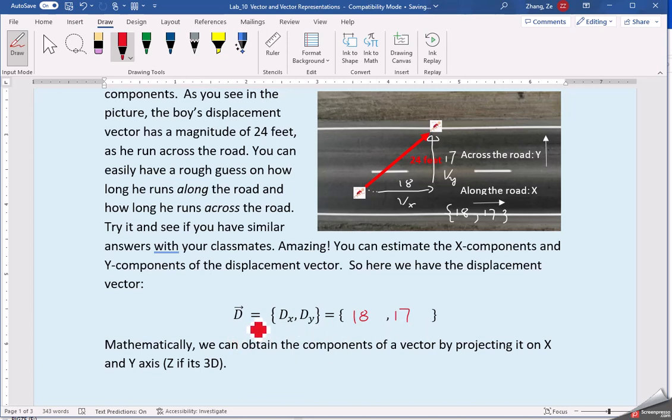If you don't know, that vector is actually a displacement vector, so let's give it a name and denote it that way. And that's in general: mathematically, we obtain a vector by projecting onto the x and y axes. I'm repeating myself already.